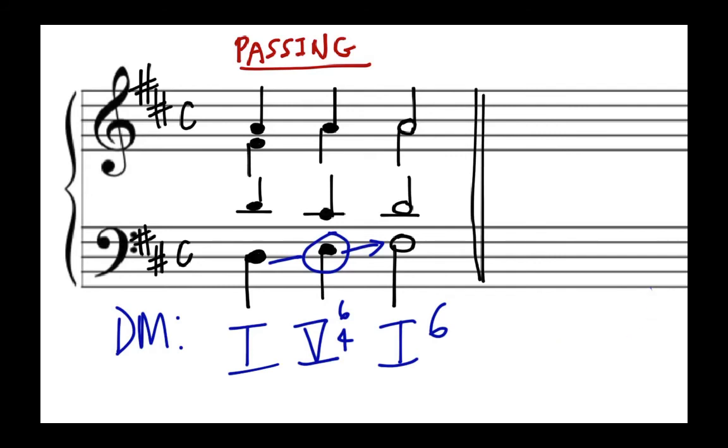Let me go ahead and play this one for you. So we start out with our tonic, then our dominant 6/4, and then our tonic 6. Okay, so again, tonic, dominant 6/4, and then tonic 6. And those are the three kinds of 6/4 chords.